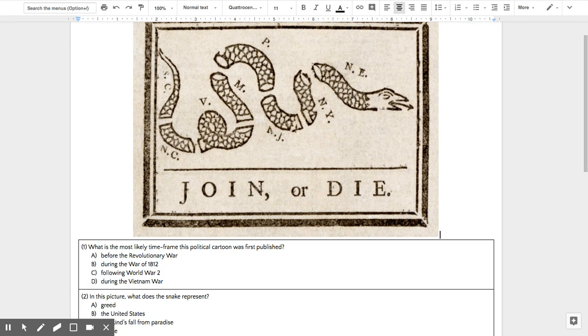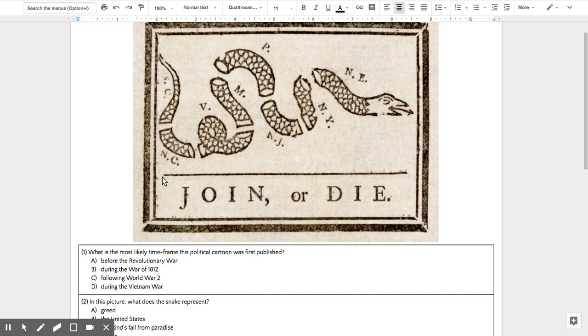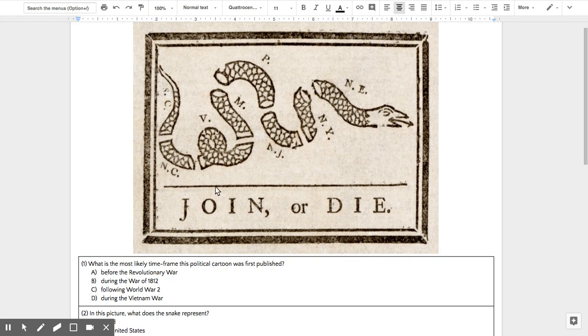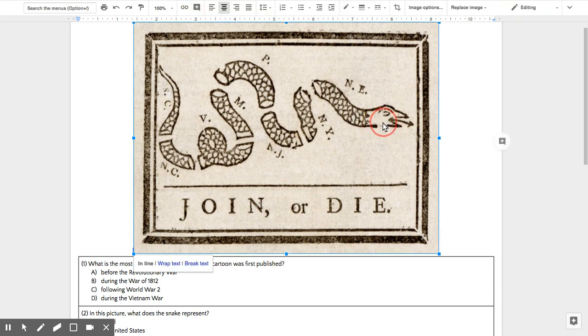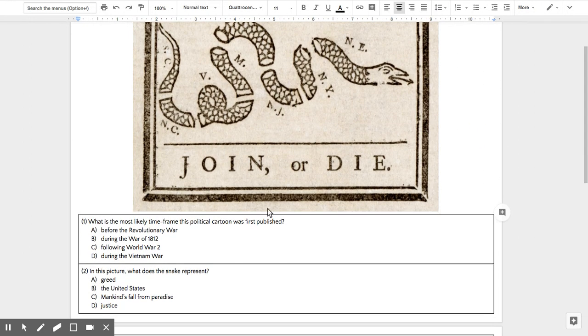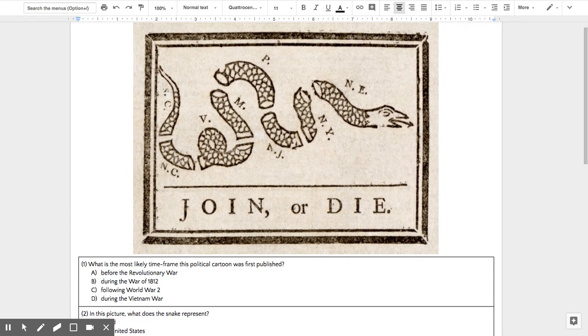So the first thing you can do is, I mean, it looks pretty old, right? Just the font, and over here it looks like someone erased it. This doesn't look like a political cartoon from 2011 or something. This looks like something that's very old. So maybe we can eliminate the Vietnam War. This looks older than the Vietnam War, which is in the 60s, or maybe even World War II, which was in the 1940s. So we're left with either A or B.